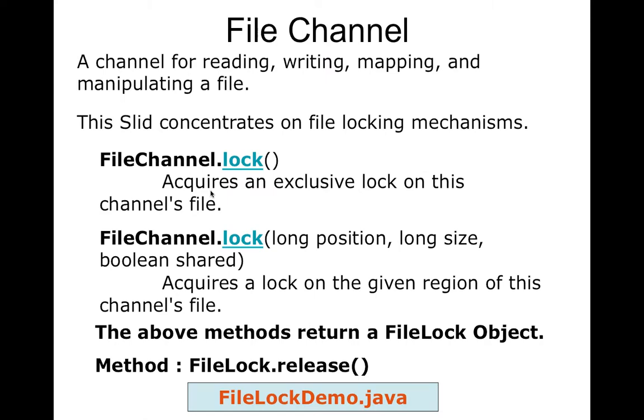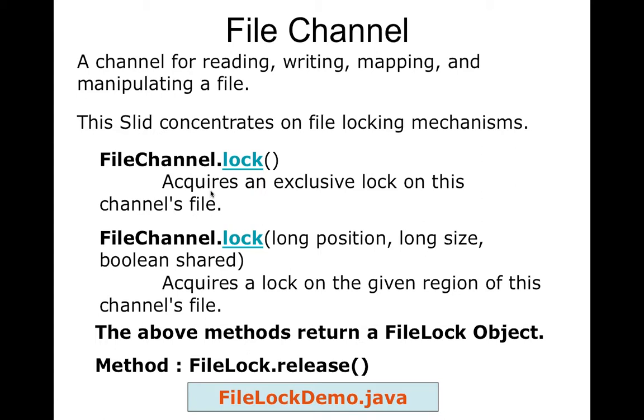So, FileChannel: a channel for reading, writing, mapping, and manipulating a file is called a FileChannel. This slide concentrates on file locking mechanisms, like I was talking about file locking, right? FileChannel.lock acquires an exclusive lock on this channel of the file. It takes the position, how long, what is the size of the region, and whether it is shared or not. We mention it while defining the lock, so people can share the locks.